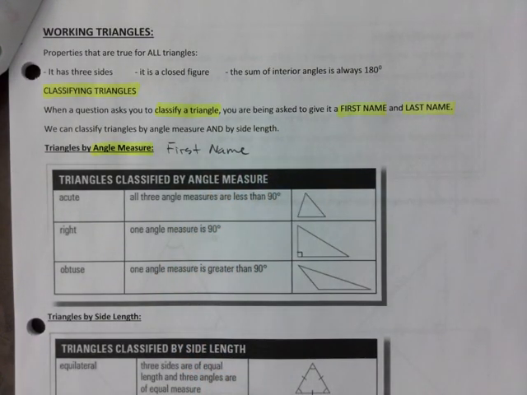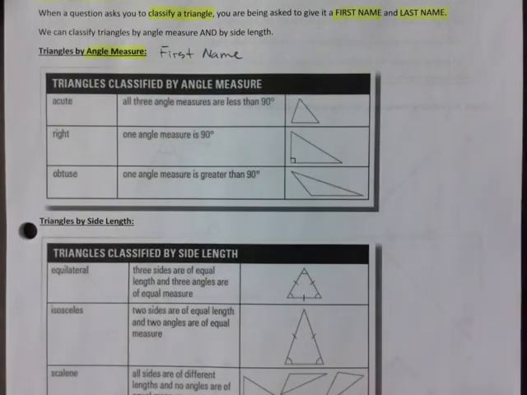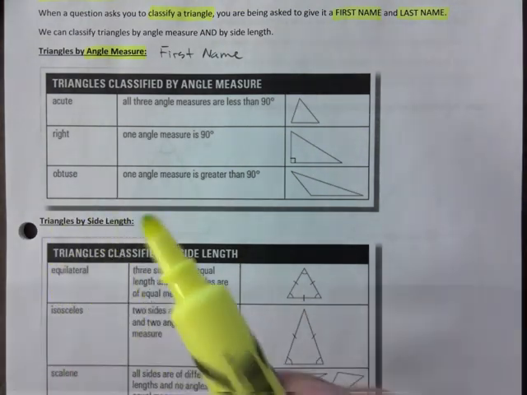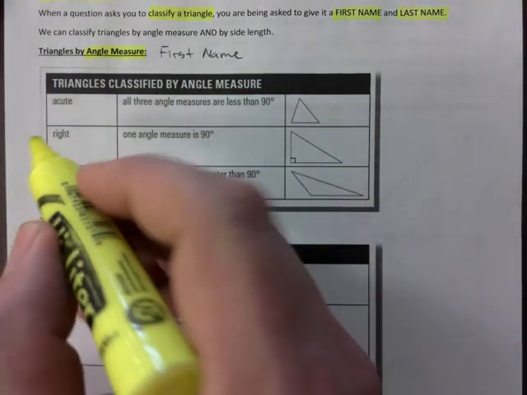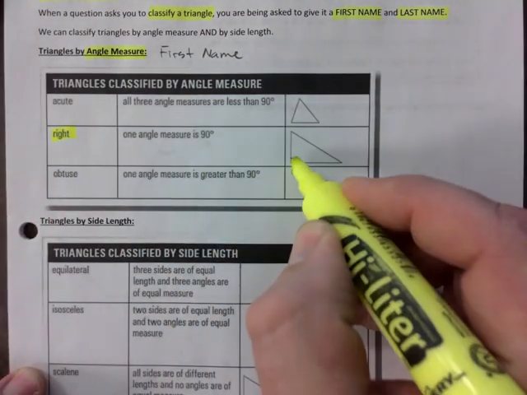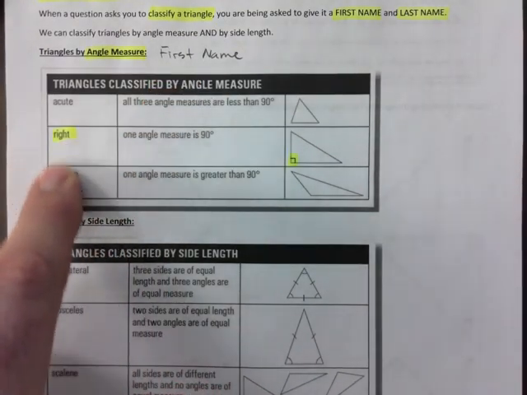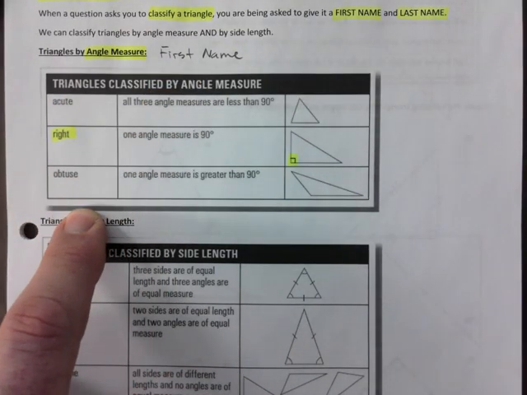And you have three options there: acute, right, or obtuse. The most obvious one there, and I'm going to highlight that one, is as soon as that triangle has a 90, like you determine that there's a 90 or there's a box, it is definitely going to be a right something. Okay, so this is going to be the first name, one of these three options, only one.